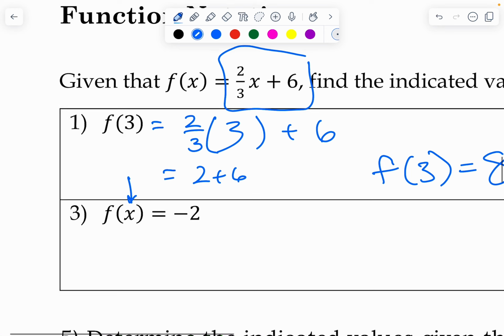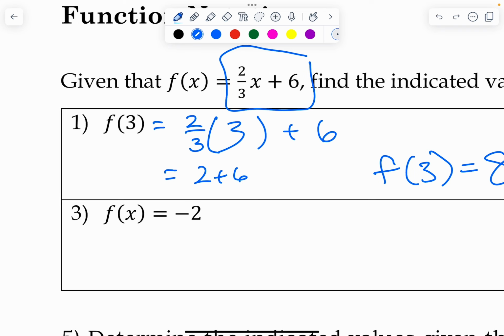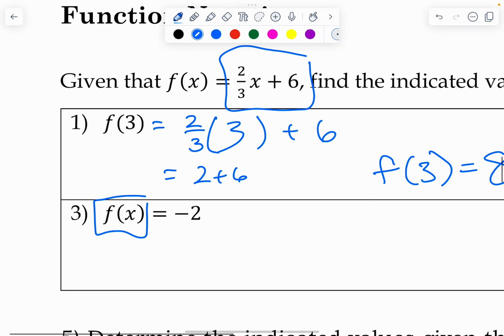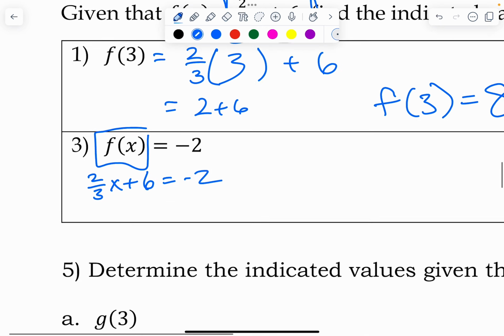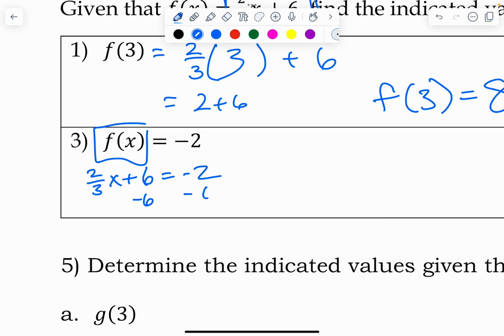So I would recognize that I have an f of x right here, and this f of x is equal to this right here. So I'm just going to substitute that out and put in 2/3 x plus 6 equals -2. What do I do first? I subtract 6 from both sides. I have 2/3 x equals -8.